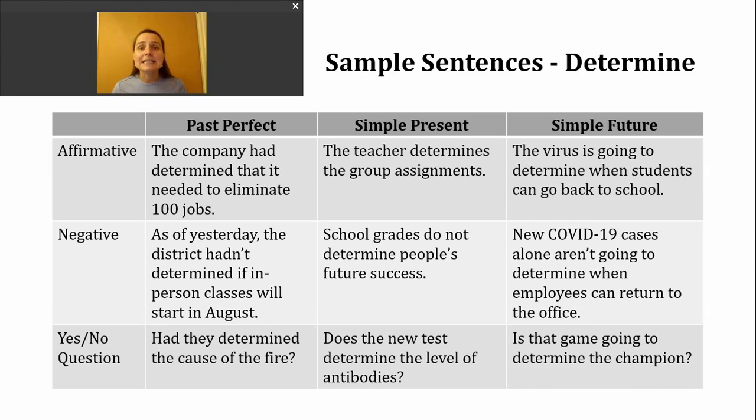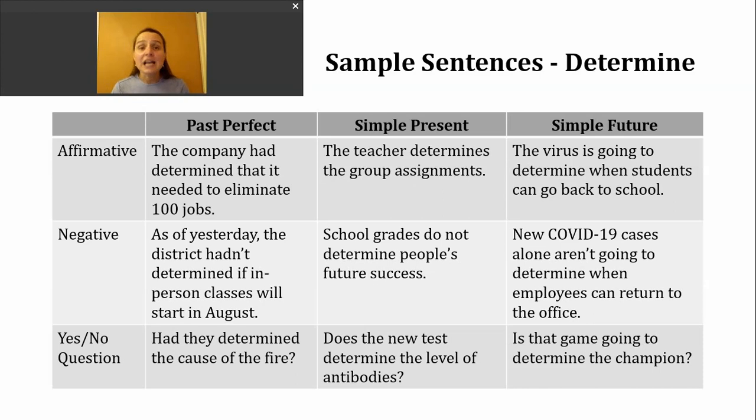If I want to make a sentence negative in the simple present, I'm going to use do not and the base verb when my subject is I, you, we, or they. Or I'll use does not and the base verb when my subject is he, she, or it. Here's an example sentence. School grades do not determine people's future success. So this sentence is going to go back to that first meaning of determine that we looked at, causing something. So school grades are not ultimately what will determine if someone is successful as an adult.